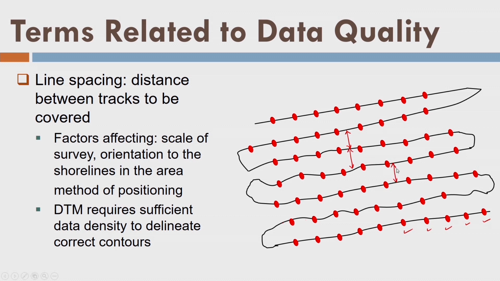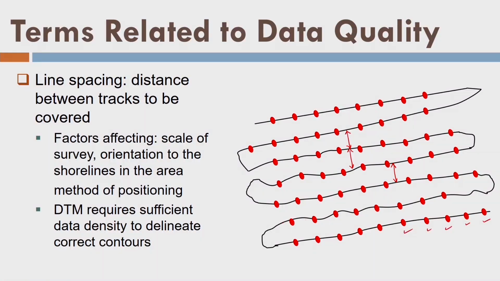So line spacing decides the density of the data points. We'll see in coming lectures that line spacing decides the time interval to cover the whole area. That means the duration of survey. Indirectly it is giving the cost of my survey. The higher the data density, higher the cost. Higher the data acquisition time, higher the cost.